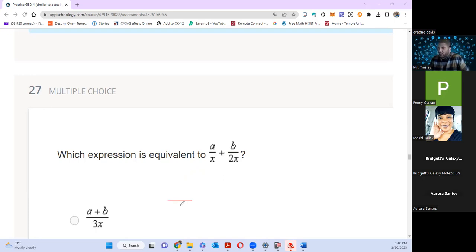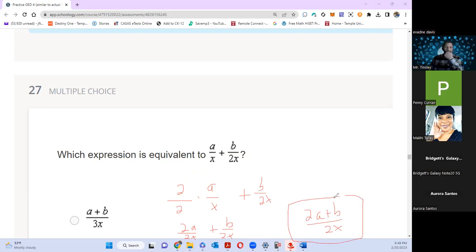So now, whatever I do to the bottom, I do to the top. Right? So I got 2a over 2x plus b over 2x. Since they share a common denominator, I can add the two numerators. So 2a plus b over 2x. Most people got this problem wrong too. Again, you got to find that common denominator. So your question is though, right?